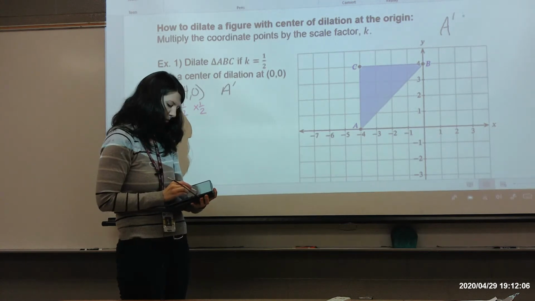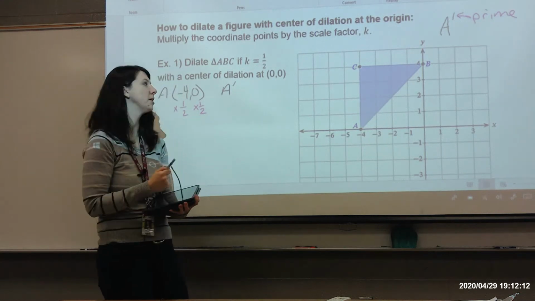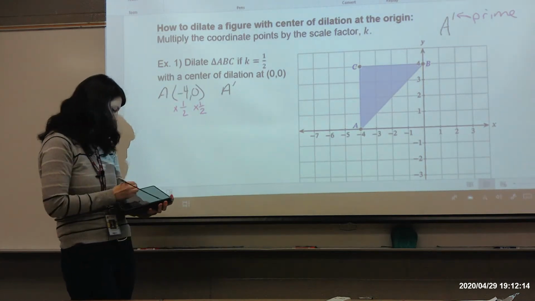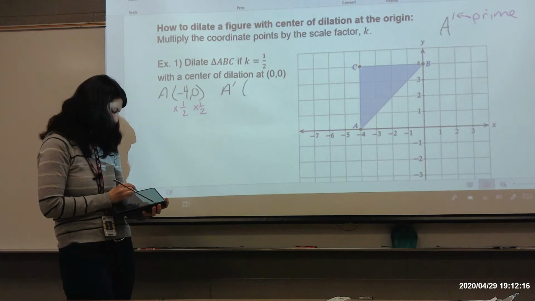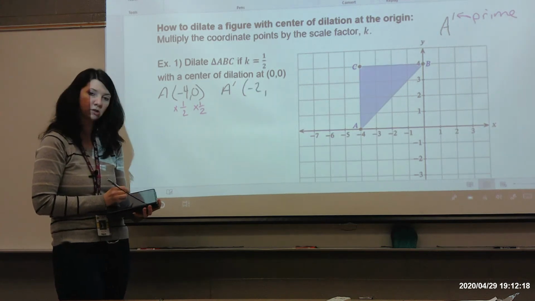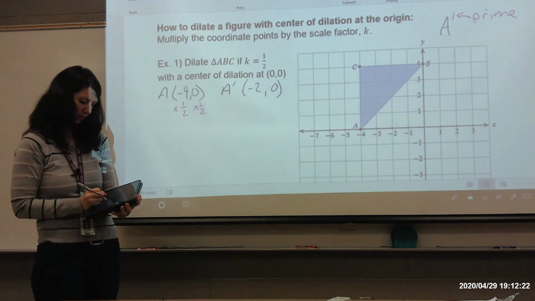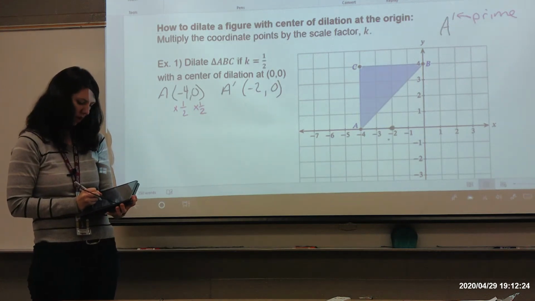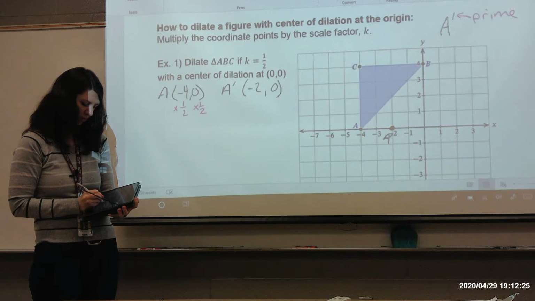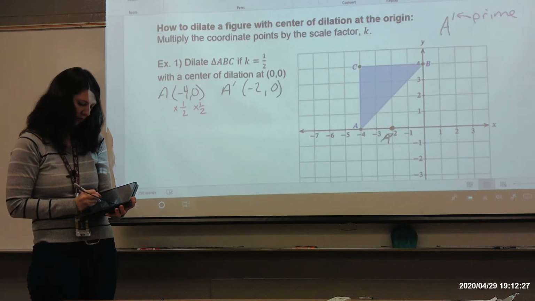So if you see this little apostrophe, it's called prime. And it represents the new image. Okay, so I'm just going to multiply -4 times a half, which is going to be -2. 0 times a half is 0. So it tells me where my new point is, -2, 0. Anytime you do this, make sure you label the point. It's helpful to do it right after so you don't lose track.